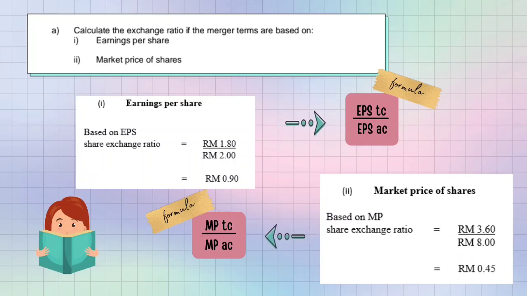For this calculation, the formula we use is EPS DC divided by EPS AC. Next is market price of shares. The market price of shares formula is MPTC divided by MPAC, and the calculation will be: MP share exchange ratio equals RM3.60 divided by RM8, and the answer will be 45 cents.